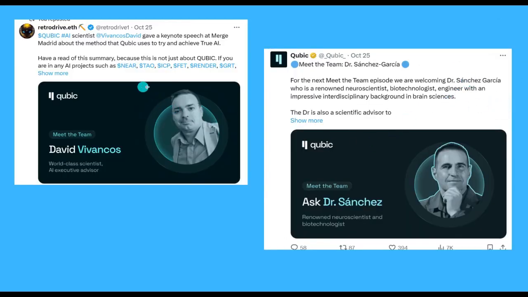And then the last point is just about these two guys. So David Favankos, who is a world-class scientist and AI executive advisor, has written 2 or 3 books on artificial intelligence, and has been doing speeches and conferences all around the world about artificial intelligence for the last 30 years. Really big deal in the AI space. And then Dr. Sanchez, who's a renowned neuroscientist and biotechnologist, and someone with a huge interest in artificial intelligence as well, and an impressive interdisciplinary background in brain sciences.